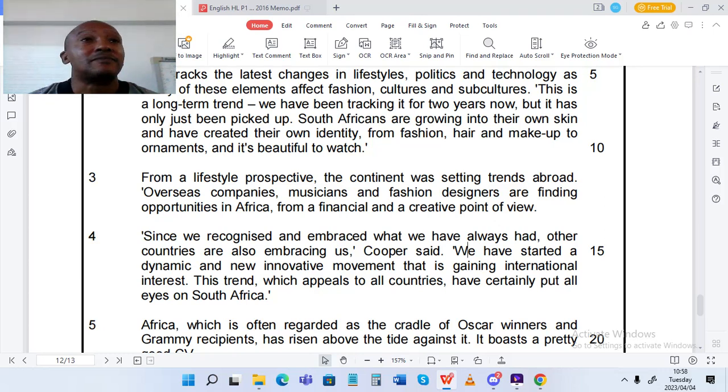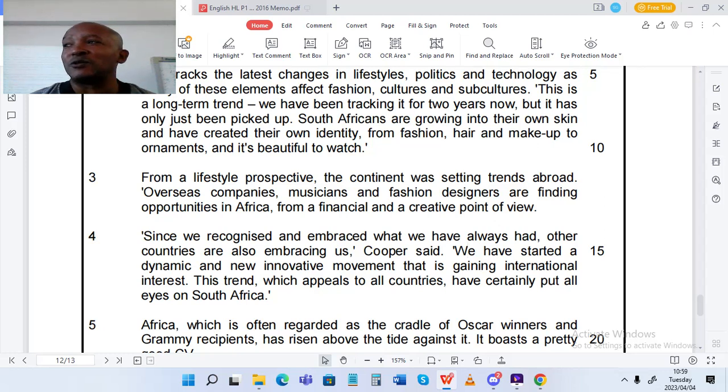Okay, who came up with what? Movement. How many movements are there? One movement is correct. The error is not there. We have always had. You can't say we have always have.